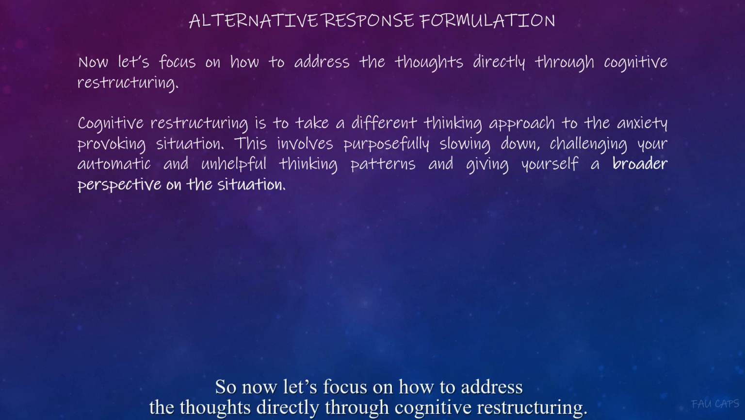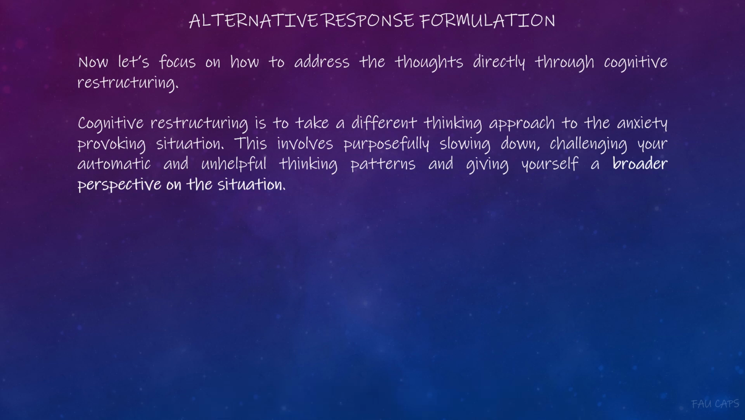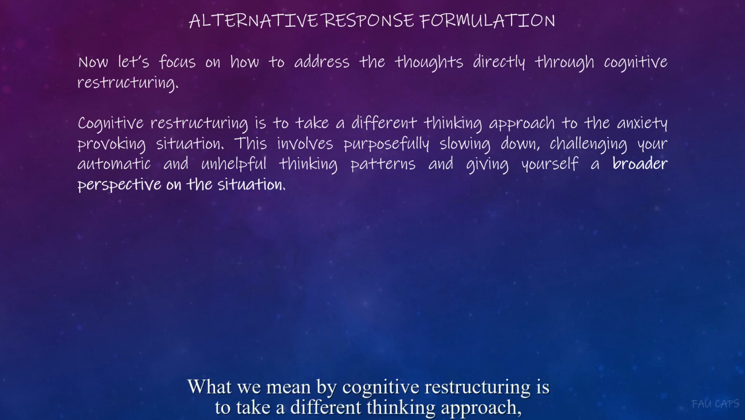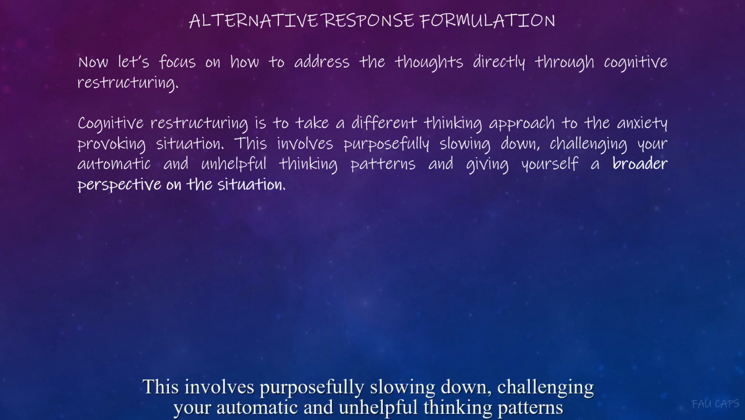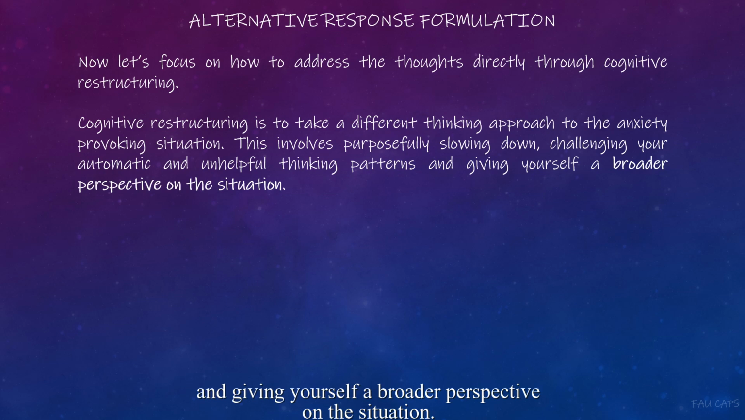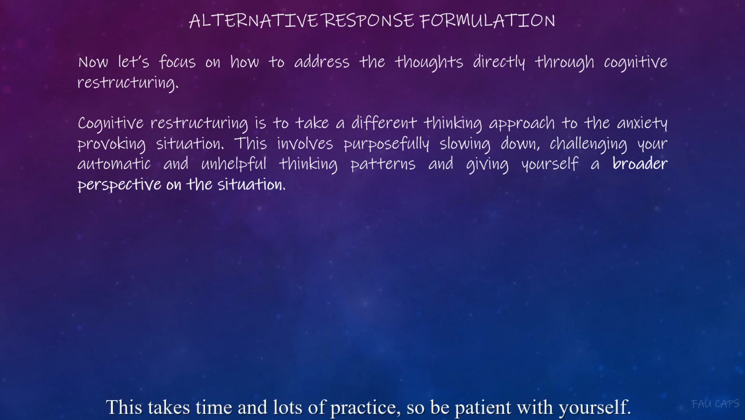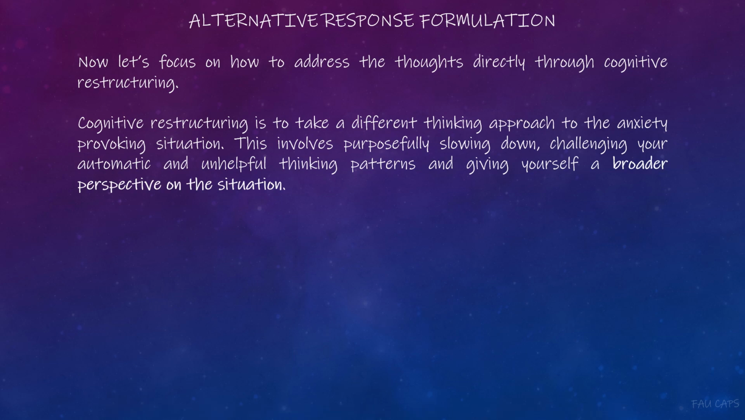So now let's focus on how to address the thoughts directly through cognitive restructuring. What we mean by cognitive restructuring is to take a different thinking approach to the anxiety-provoking situation. This involves purposefully slowing down, challenging your automatic and unhelpful thinking patterns, and giving yourself a broader perspective on the situation. This takes time and lots of practice, so be patient with yourself.